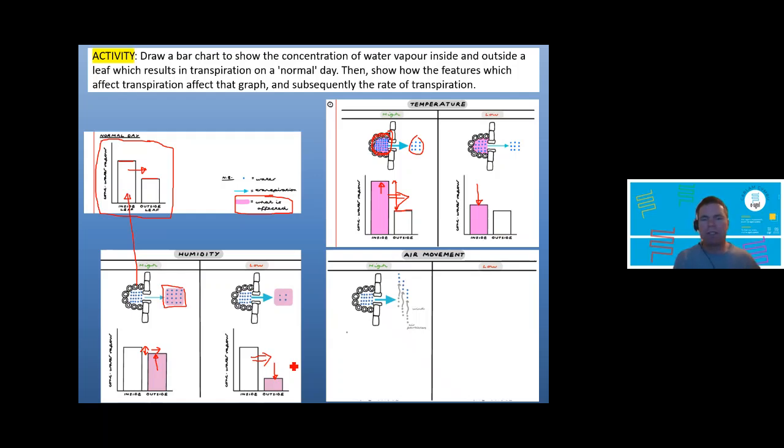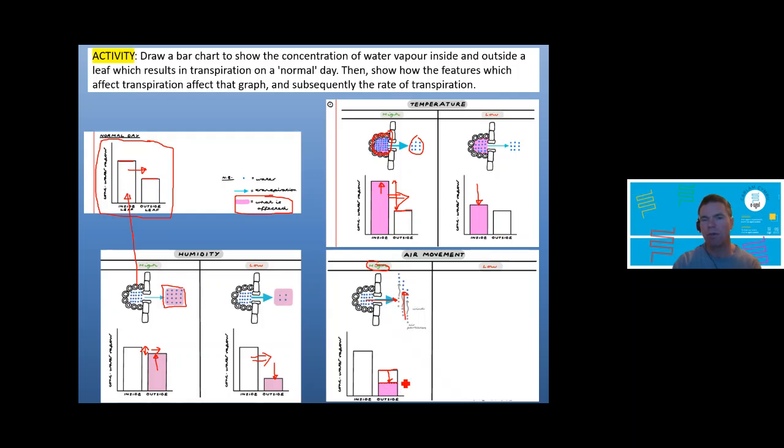Air movement is a little bit different. Air movement is all about maintaining a concentration gradient. What's being shown here is you've got water vapor molecules which are moving out, but then as soon as they move out, those water vapor molecules are being blown away because we're talking about high air movement, or lots of wind. So the water vapor molecules are diffusing out and increasing the concentration outside, but they're immediately being taken away by the wind, and so it establishes or maintains a low concentration outside of the leaf.